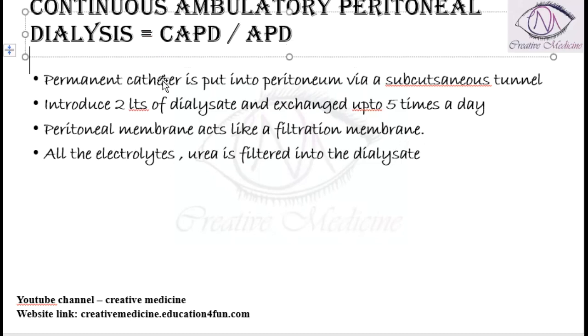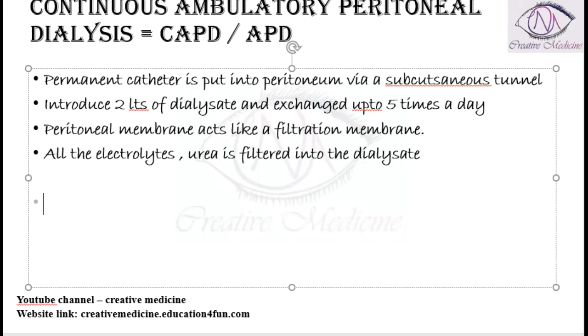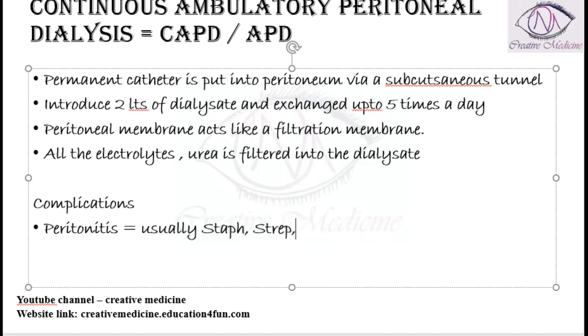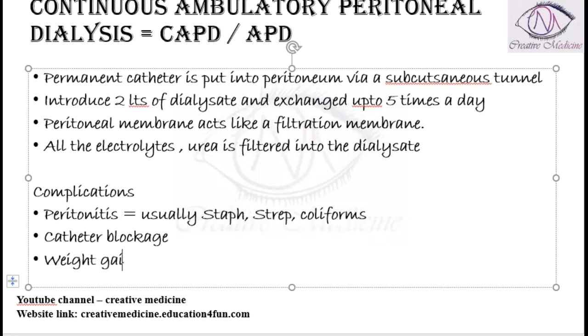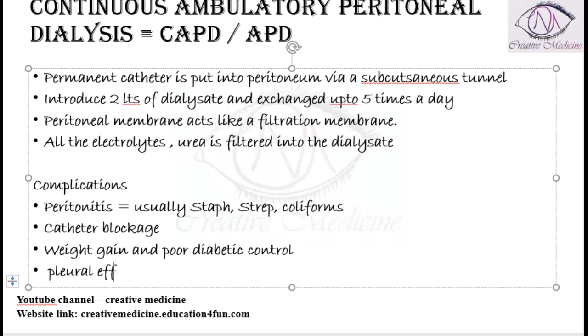Now this continuous ambulatory peritoneal dialysis has some complications. The complications include peritonitis, which usually occurs due to Staphylococcus aureus or Streptococcus, or it can occur due to coliforms. There can be catheter blockade, weight gain, poor diabetic control, and even pleural effusion.